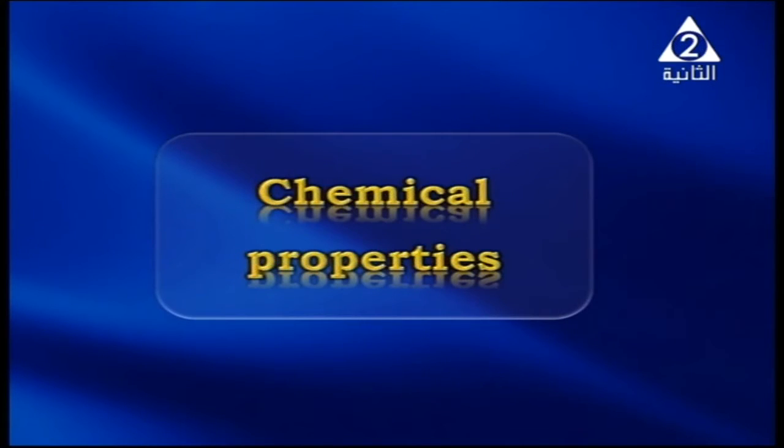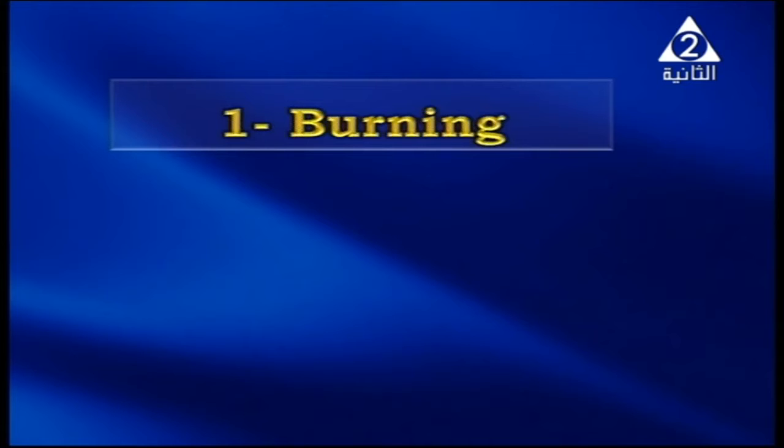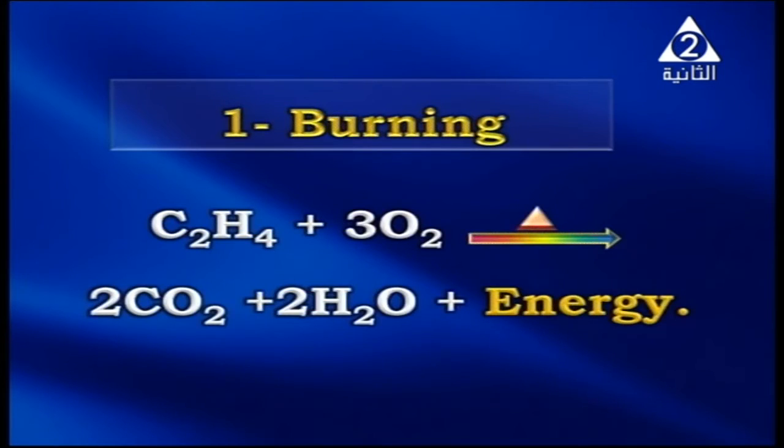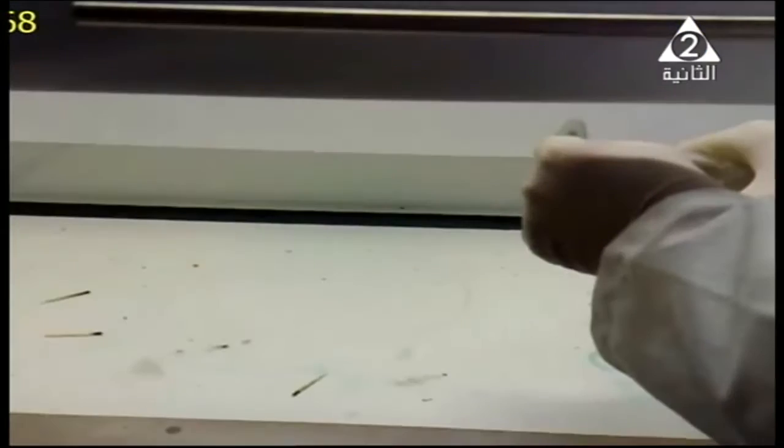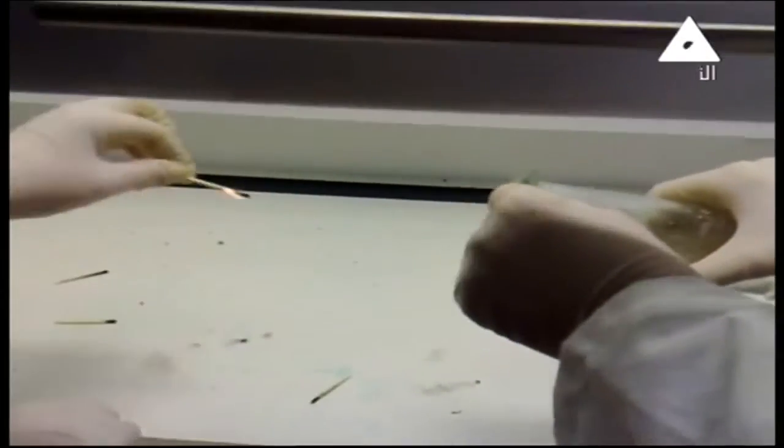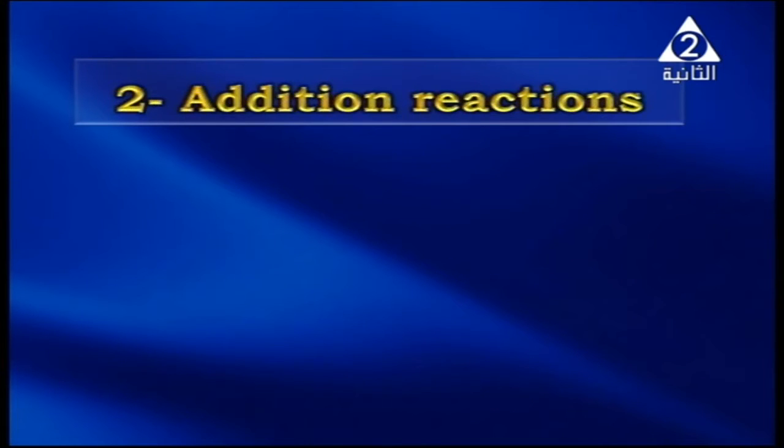Now we are going to discuss the chemical properties of alkenes, especially for ethylene. Now we are going to talk about the burning of ethylene. Ethylene on combustion, as any hydrocarbon, gives carbon dioxide and water, releasing a large amount of heat energy. So my dear students, as we burn the ethylene gas, it produces carbon dioxide and water vapor as shown on the screen.